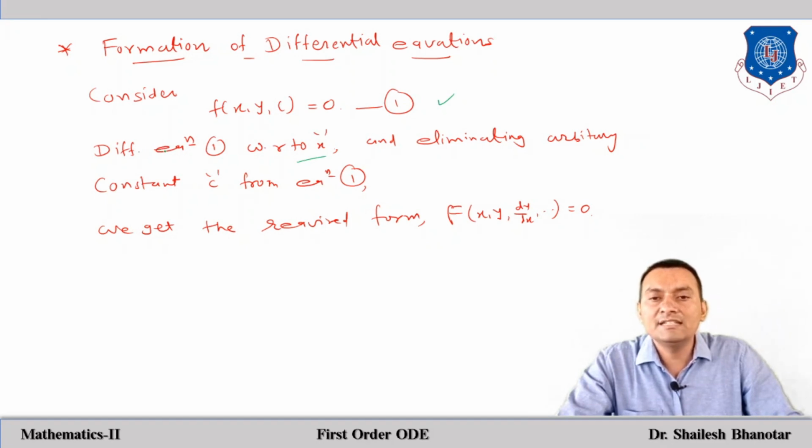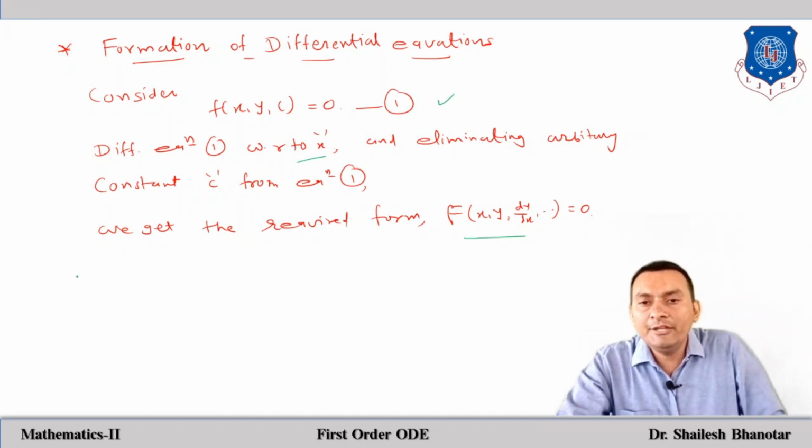Differentiating with respect to x, what are we going to get? After that, we have to eliminate the constant c, and that will be the required form mentioned over here, that is F(x, y, dy/dx) equal to 0. That is the general form.